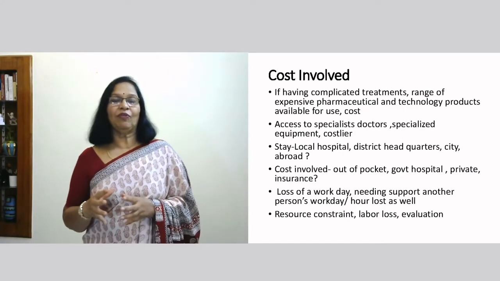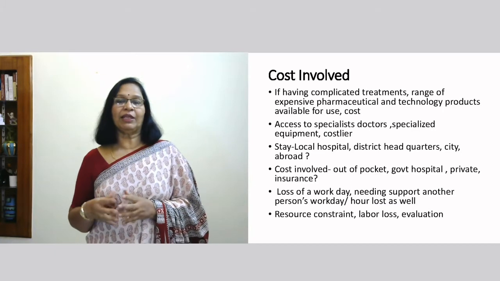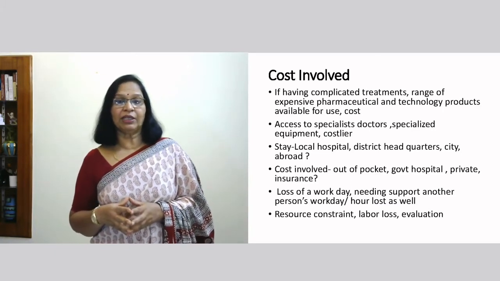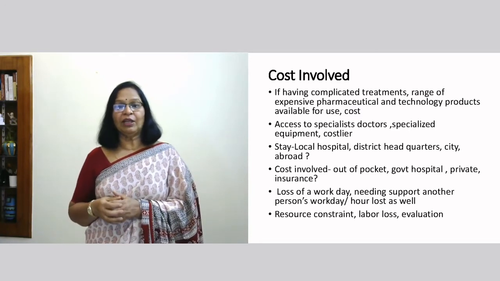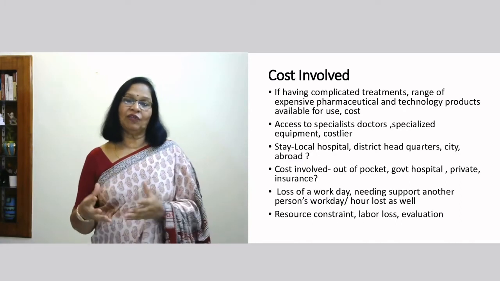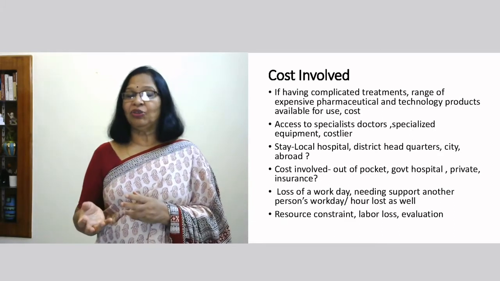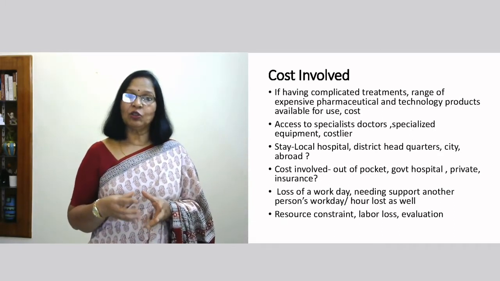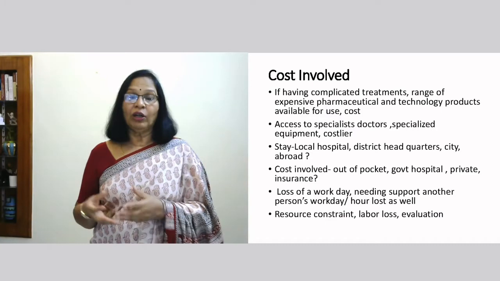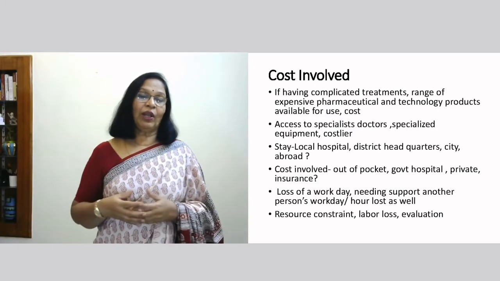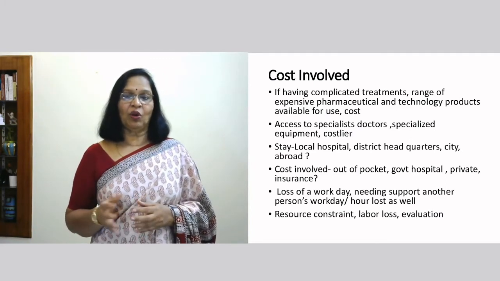So in all of these stories, we found that there are certain kinds of costs involved. Complicated treatment might range from extensive pharmaceutical and technology products that are available for use now. If that is to be used, then the cost of healthcare will increase. Then, instead of a general physician, we may now need to meet specialist doctors and specialist equipment, which again makes treatment costlier. Is it a local stay in a hospital, just a visit to a physician, or is it in the state headquarters or in the city, or does this disease require a visit abroad? So any of these possibilities can happen to a patient in terms of the economics of the cost of healthcare.